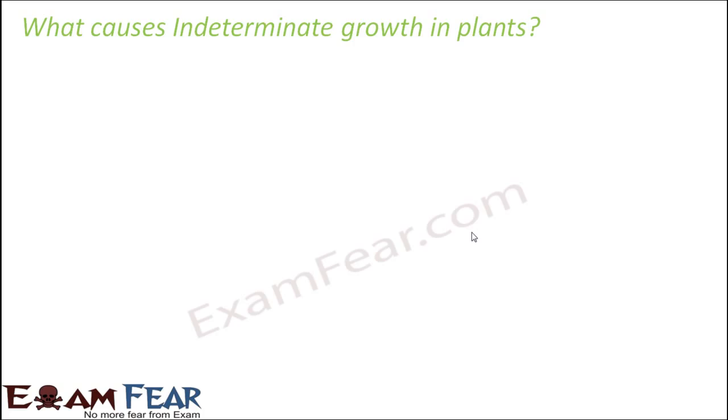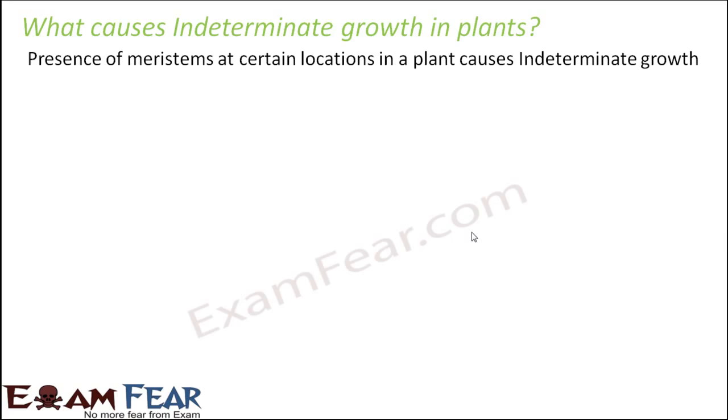Now the question is, what causes indeterminate growth in plants? Why do some plants keep on growing throughout their life? Who is actually making the plant grow so much? That is because of the presence of meristems. You remember, while we were talking about the different types of plant tissues, we spoke about meristematic tissues. They are nothing but the meristems.